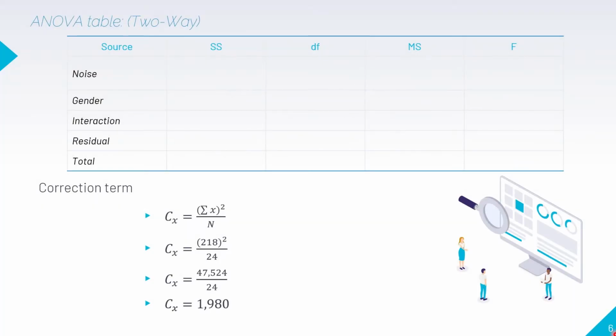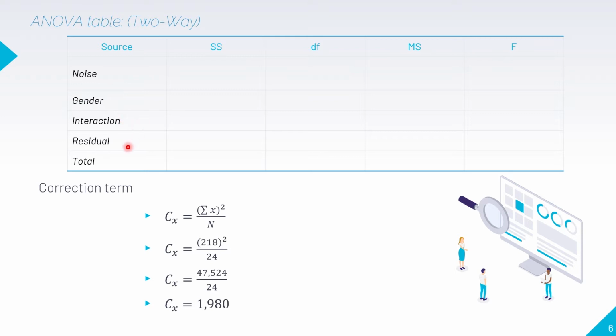Now we have our ANOVA table for our two-way. Same as our one-way, we just need to have the source, sum of squares, DF, MS, and F. But in this case, our sources are more than 3 because we have 2 independent variables, which are the noise and the gender, and then we still need to compute our interaction and our residual.